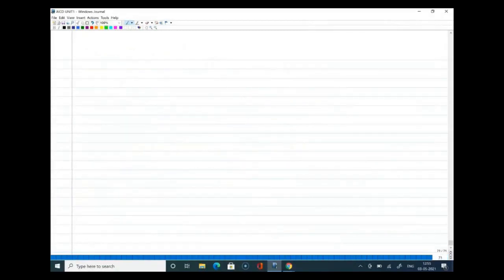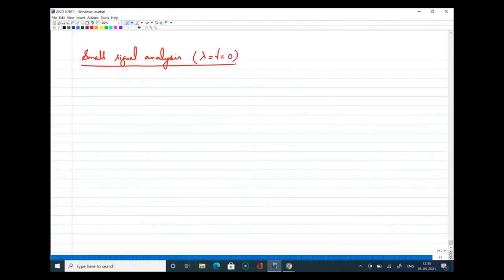Okay, so let us quickly see the small signal analysis of this common drain amplifier. Anyway, you are familiar with this, but we'll start by writing it considering both lambda and gamma equal to 0, which is very familiar to you.